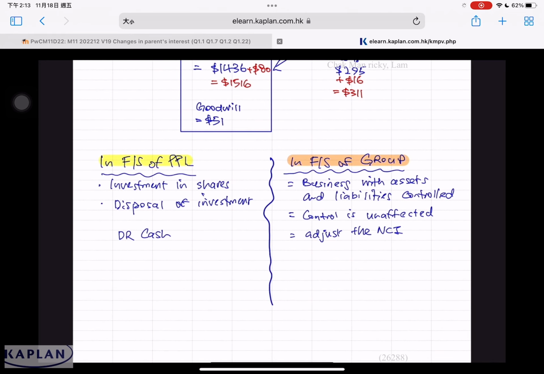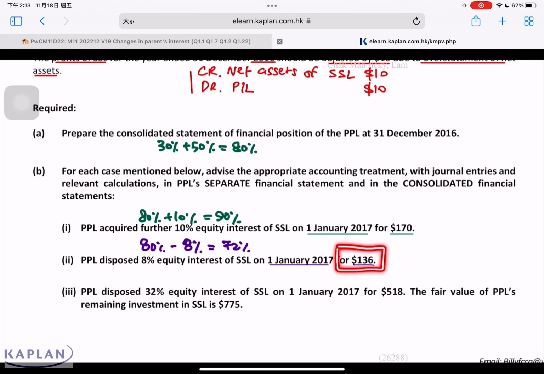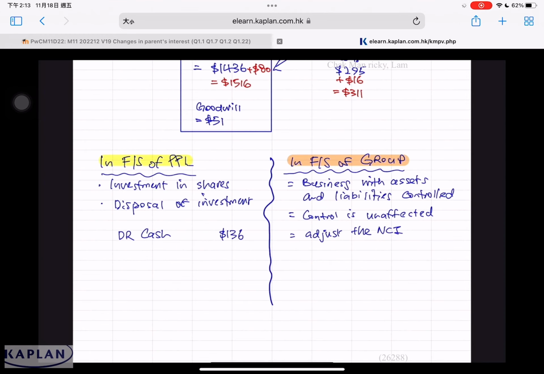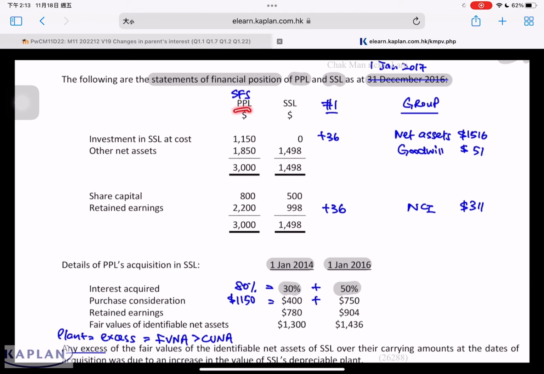Debit cash, disposed for 136. Credit investment. In the financial statement of PPL, this investment is recorded at cost. The cost is 1150. This 1150 represents 80%, and the parent disposed 8% of the 80%, which equals 115. 115 minus 136, there should be a gain of 21. This gain is a gain on disposal of investment. We recognize it in P&L. If you look at the balance sheet of PPL, reduce the investment by 115 because of disposal. We increase cash by 136. Profit increased by 21. Now we look at the group.